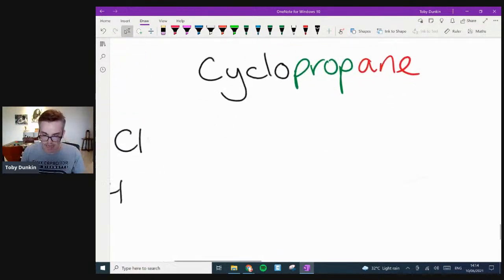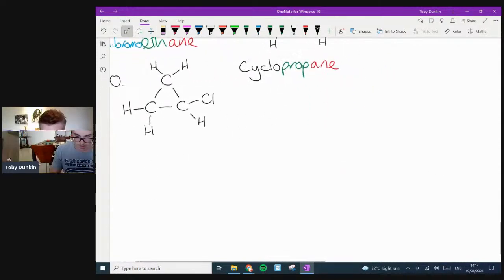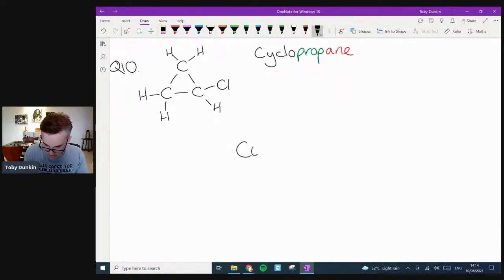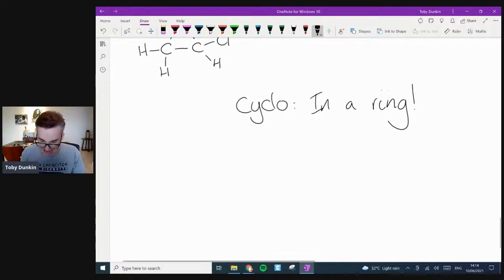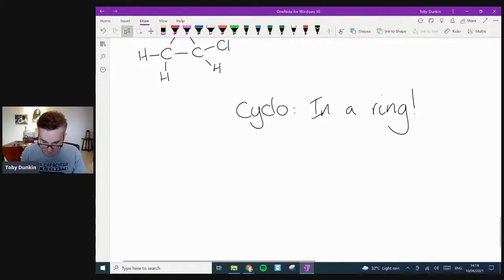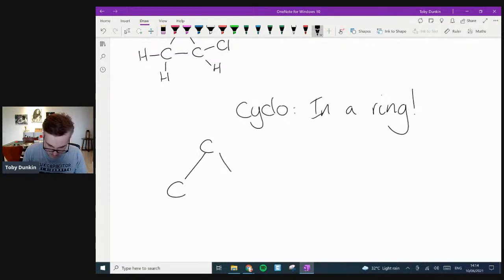So, the word cyclo. This is where we need to add a note, don't we? Cyclo means in a ring. So you can have cyclopropane. Oh, I'm going to redraw that. It was terrible.